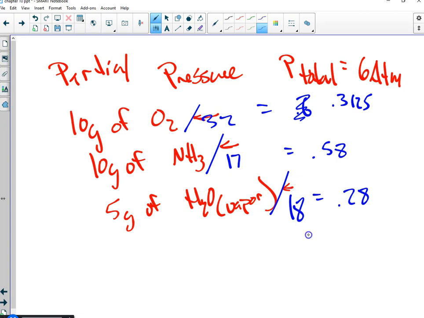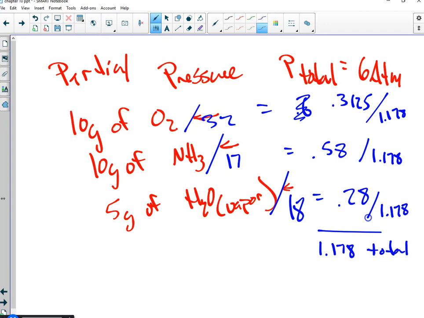Now, it's fine if they're not one. We're in a hurry, even though we do have plenty of time. When we add these together, so these are the moles, right? If we add them, we'll get the total, which is important, correct? All right, what's the total? 1.178. Okay, what's wrong, Emily? All right, each one of these, I'm going to divide by that number, 1.178 over 1.178 over 1.178, correct?